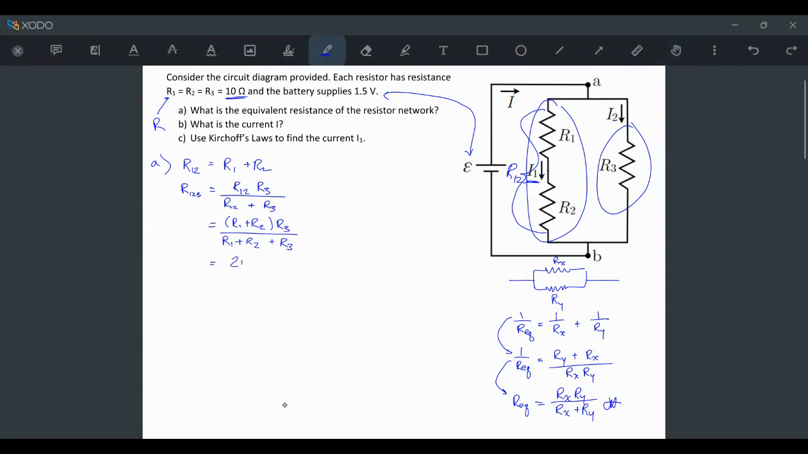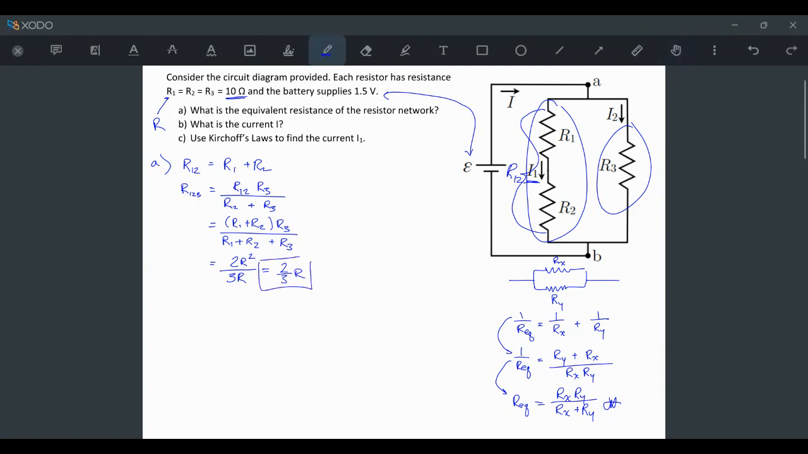So the top becomes 2R, that's what R1 plus R2 is, times R3, which is also R, so we're left with 2R squared, divided by the sum of R plus R plus R, so that's 3R. Or in other words, we're left with an equivalent resistance of 2/3 R.